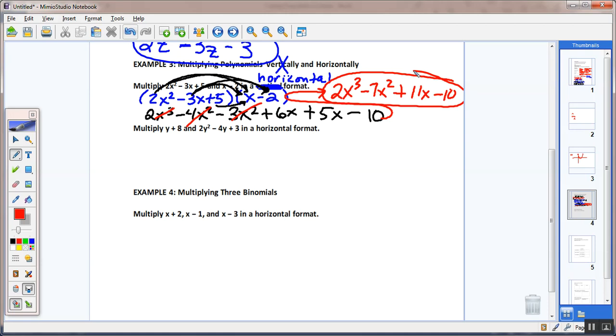2y squared. Okay, minus. I'm going to go the other way. So I'll put your 2y squared minus 4y plus 3 right here. What do I need to put around that, Jaden? Parentheses. Okay, and then what else do I need to do? Y plus 8.